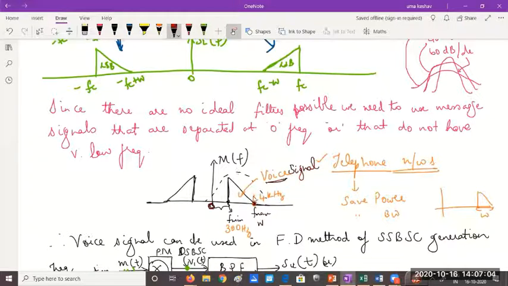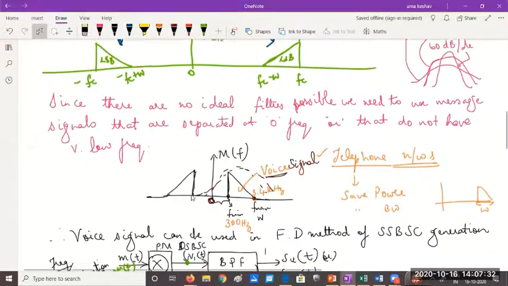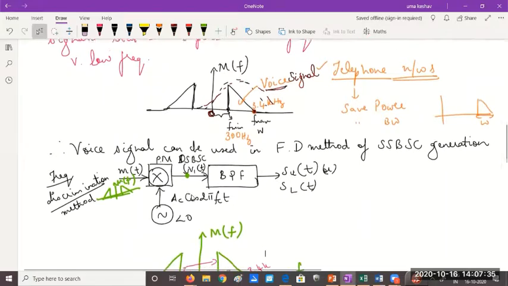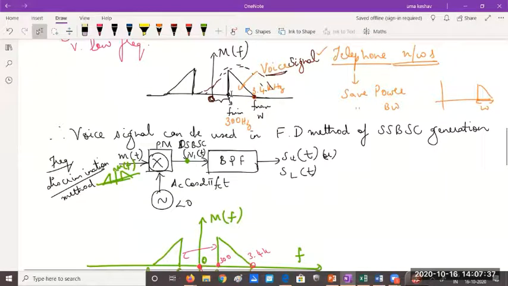To generate SSB-SC, we want a separation or gap in the spectrum so that the non-ideal filter can extract only one sideband correctly. Is that clear? The filter will look something like this, and we want it to take out just one sideband. That is possible if there is a gap between the two sidebands, and that gap is provided by using message signals which don't have low frequency content, like the voice signal.